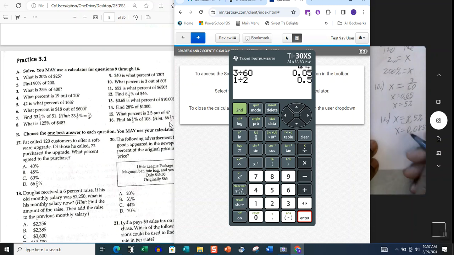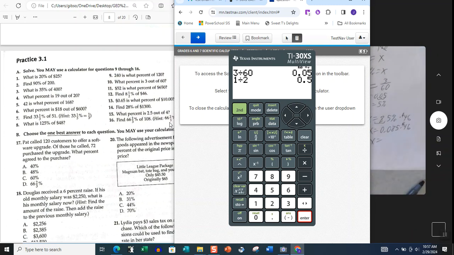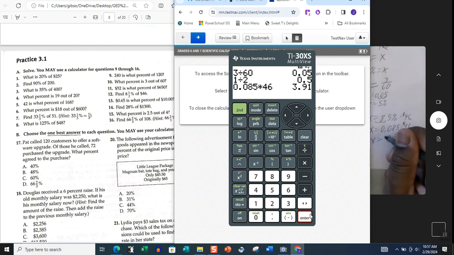Now we will multiply. Put this in your calculator. You would take the 0.085 times 46. So it's 3.91. So that is 8.5% of $46. So it's $3.91.